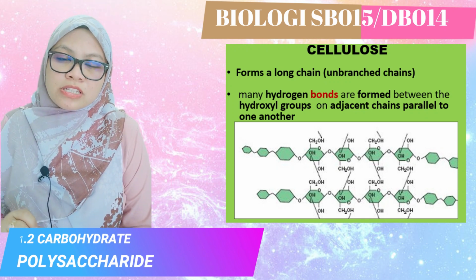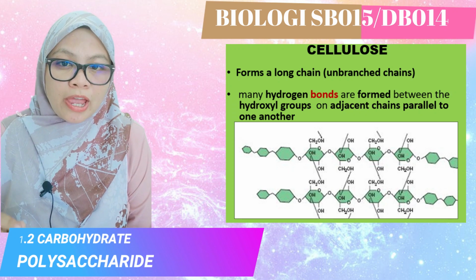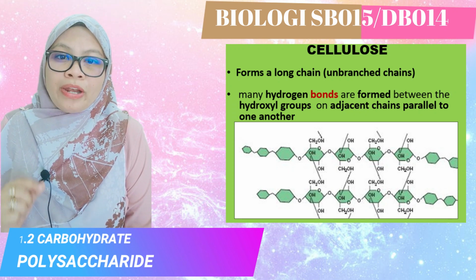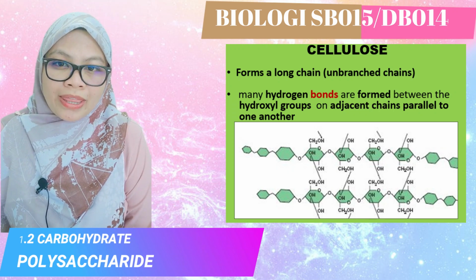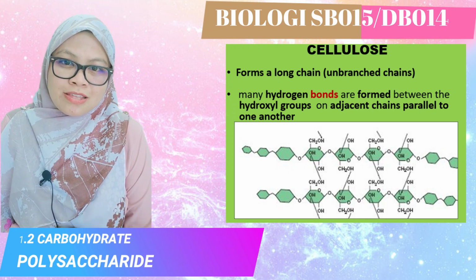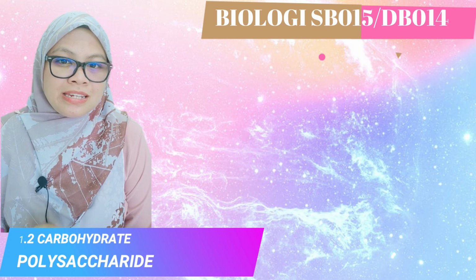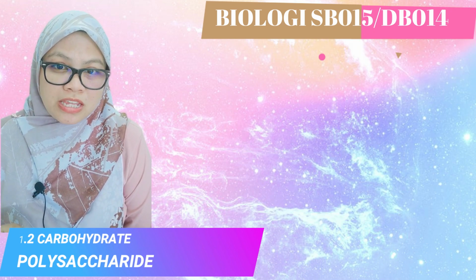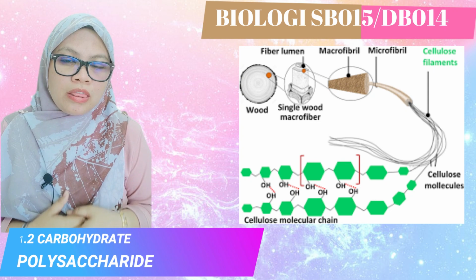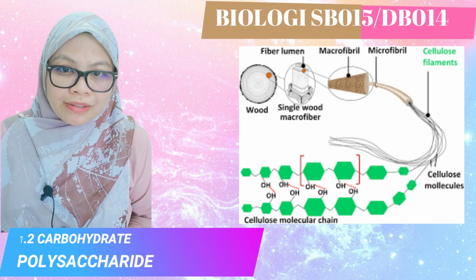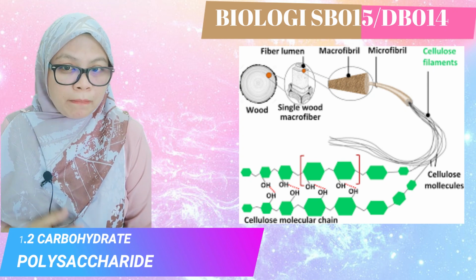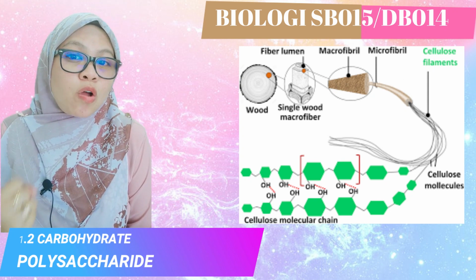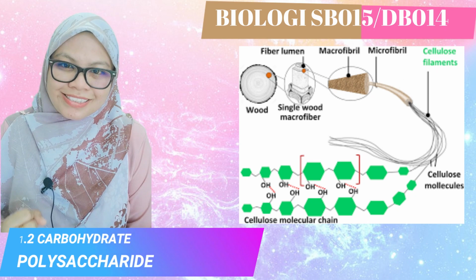Many hydrogen bonds are formed between hydroxyl groups on adjacent chains that are parallel to one another. The consequence is that these cellulose chains are held together to form microfibrils. That is the reason why the plant cell has a strong and rigid structure.